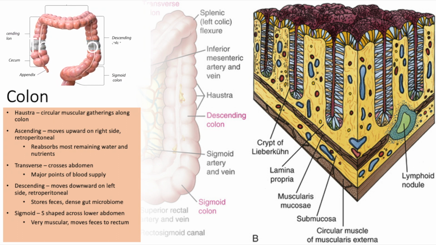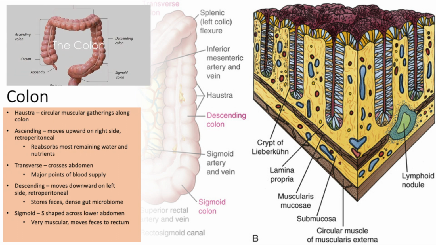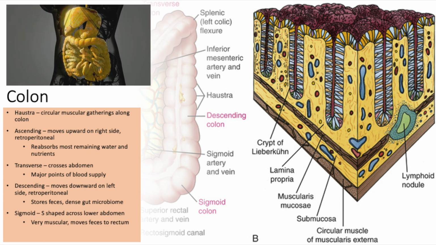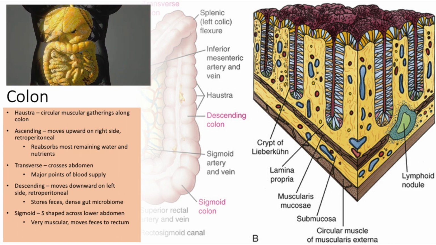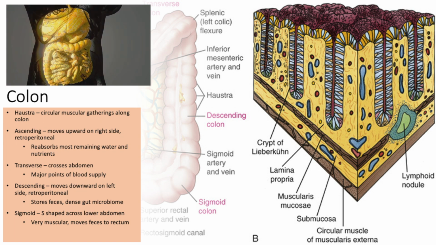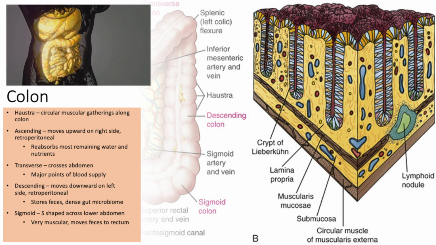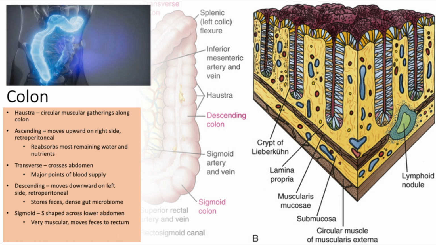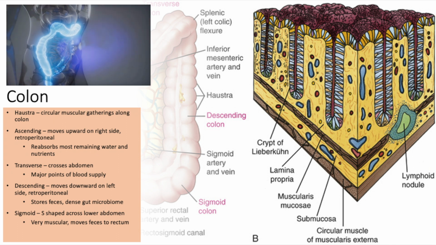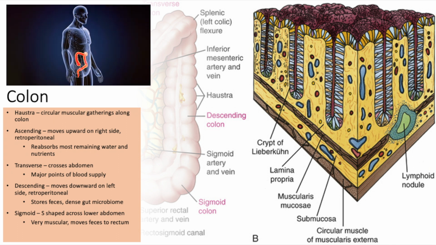The next segment of the large intestine is the colon. The colon is defined by its predominant haustra, or gatherings of circular muscles making pouches along the structure. The colon is further divided into 4 segments. The ascending colon moves up through the right side of the body, retroperitoneal. It absorbs remaining water and some nutrients.